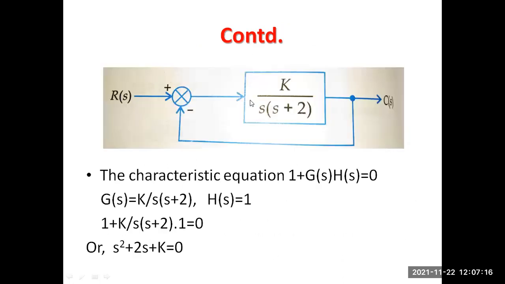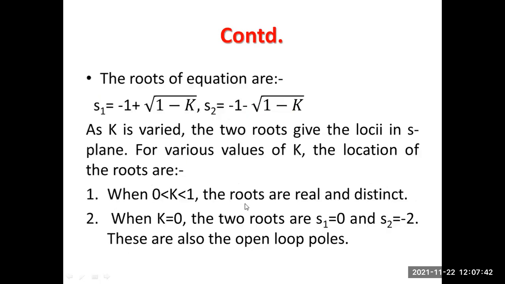Let us say a closed loop control system is given, R(s) is your input, and this is your open loop transfer function, k by s into (s plus 2), and your unity feedback is 1. So the characteristic equation is 1 plus G(s)H(s) equal to 0. G(s) equal to k by s into (s plus 2), H(s) equal to 1. So 1 plus G(s)H(s) gives s square plus 2s plus k equal to 0.